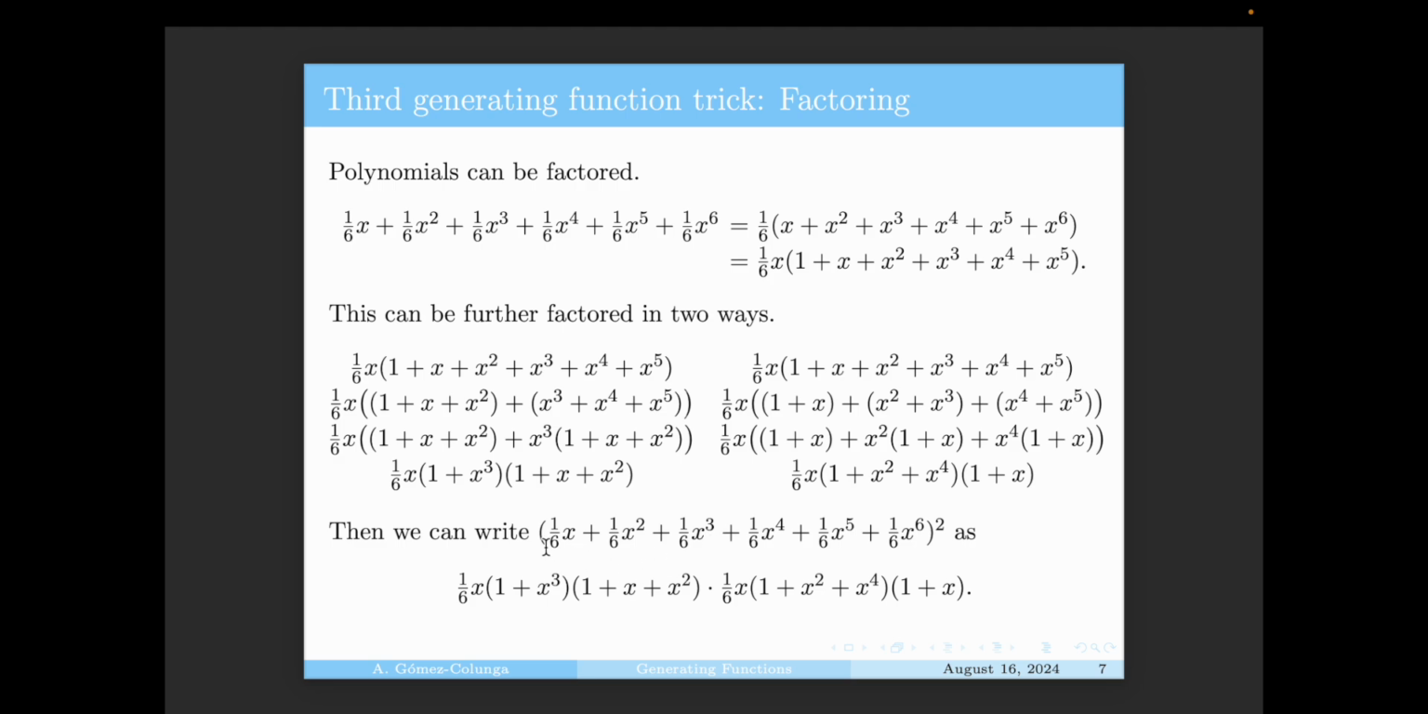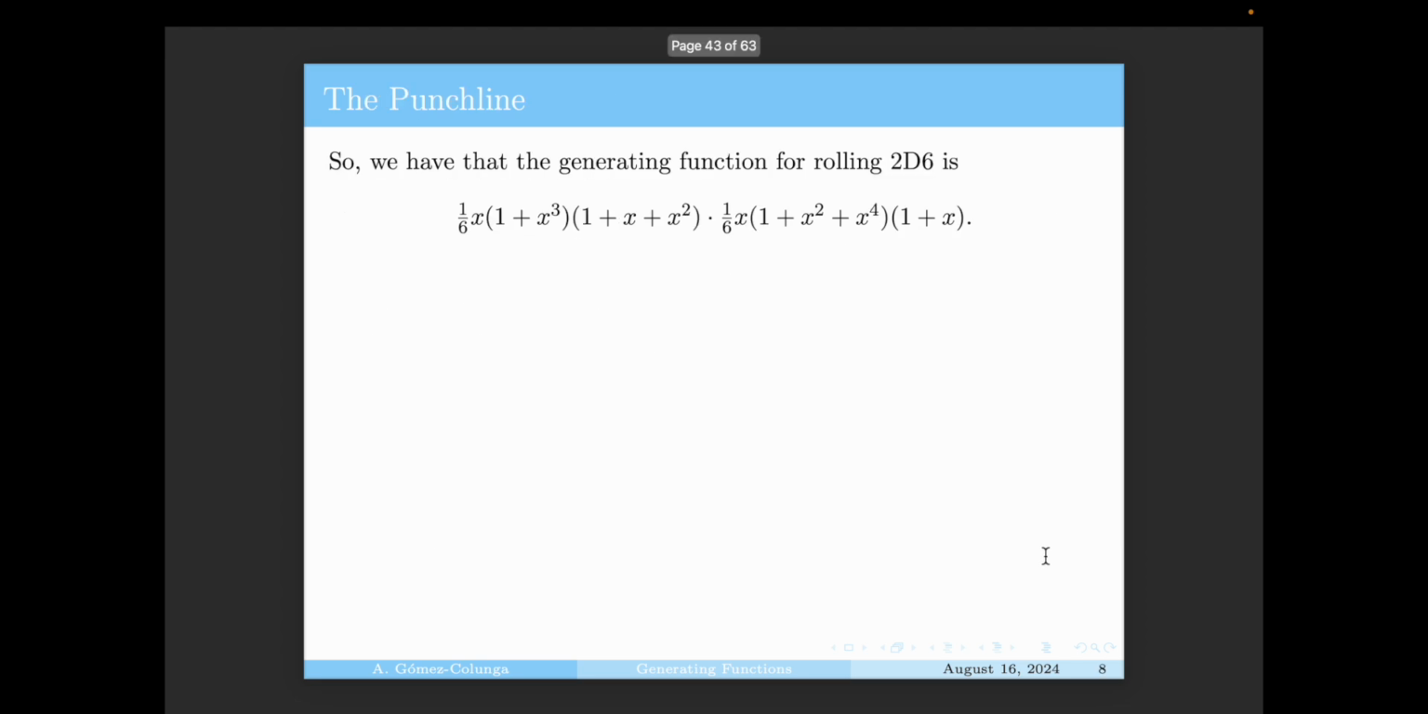Then, if we want, we can write the generating polynomial for 2d6 as the one factorization that we got over here times the other factorization that we got over here, right? Because both of these are just equal to this term. Now, the magic happens. We have the generating function for rolling 2d6 is this. And if you multiply these out, this will give you the generating function for a 6-sided die, and this will also give you the generating function for a 6-sided die.